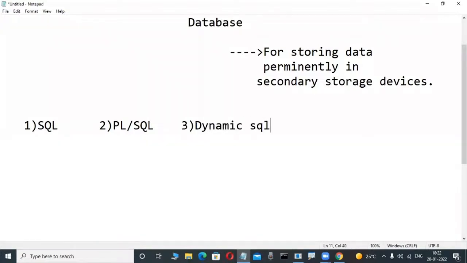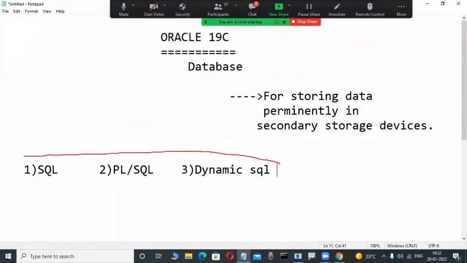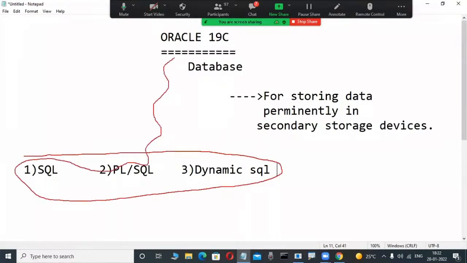Dynamic SQL is a small one only, because PL/SQL we have good knowledge, a little bit of extension is there. Dynamic SQL language. These three languages you have an idea. And now, through these three languages we are operating what? This software only, Oracle software.